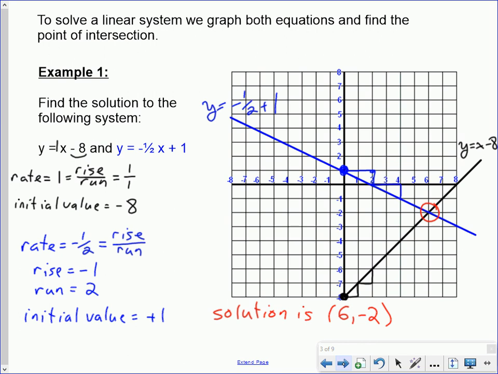So in this example here, we were just graphing the lines. We just had equations. We didn't have any context for these equations. So we're going to take a look at a couple of examples now where the linear equations that we're working with represent something to do with a particular situation. And we're going to interpret that point of intersection.